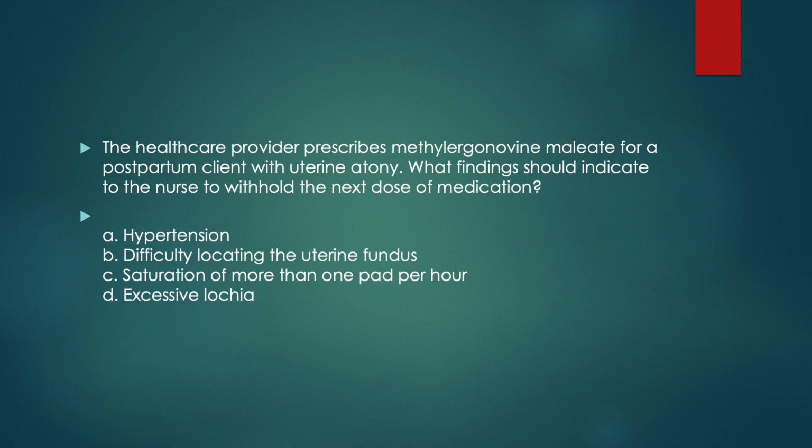All right, cool. So, what is this? Well, you know what? Here's the bottom line. None of this even really truly matters. I mean, it kind of does, but I'll get back to it. Methlorgonavine. All right, cool. For a postpartum client with uterine atony. Okay, cool. This is a lot to unpack. And I'll do this just for the sake of doing it because I actually know what this medication is. And it's kind of a wicked story. All right. What findings should indicate to the nurse to withhold the next dose?